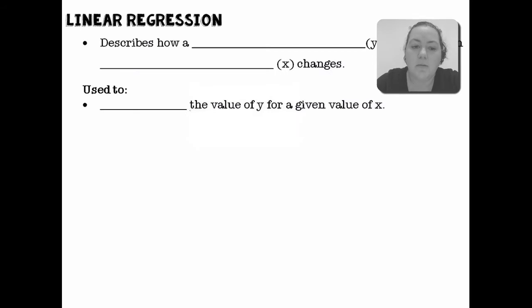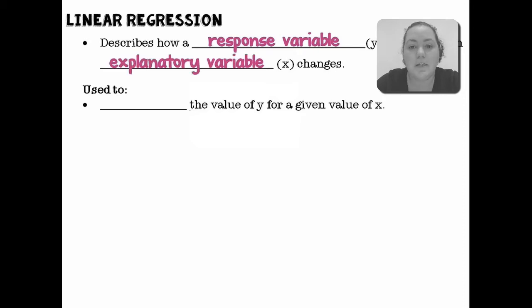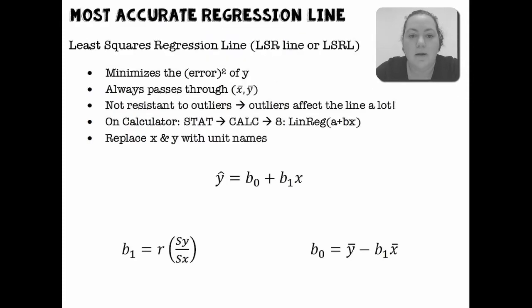Okay, so linear regression describes how a response variable, y, changes as an explanatory variable, x, changes. And we use this to predict the values of y for a given value of x. All right. The most accurate regression line is the least squares regression line. It minimizes the errors squared of y, so the squared error.